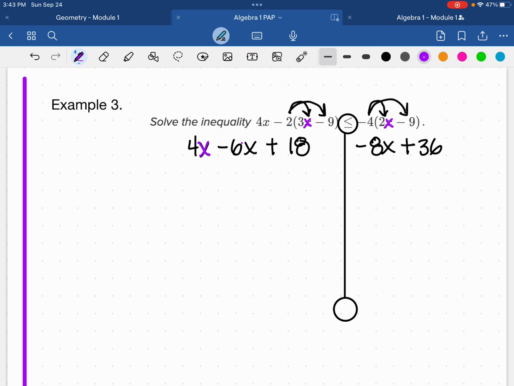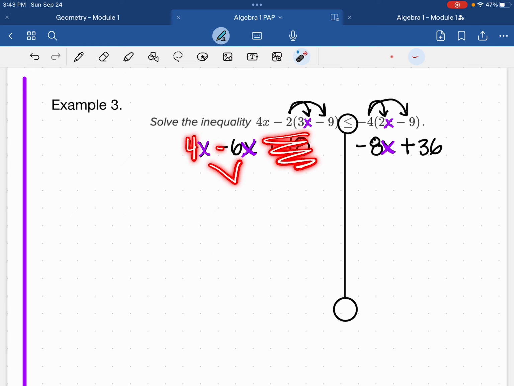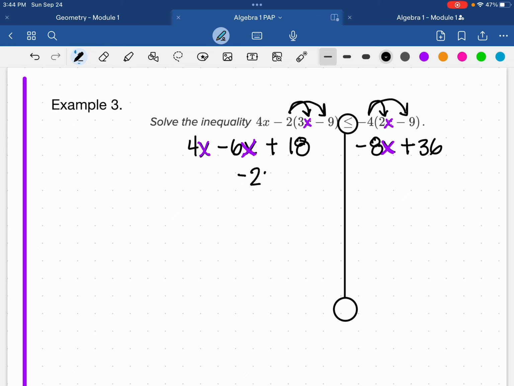All right, let's go through and look at our x's. This time we have 3 x's. Notice we have 2 over here on the left and 1 over here on the right. I'm going to go ahead and combine these two together since they are on the same side. I'm going to pretend like this isn't here and say 4 minus 6 is -2. So I'm going to say -2x plus 18, and then I'm going to keep the -8x plus 36. And now my problem just looks like examples 1 and 2.